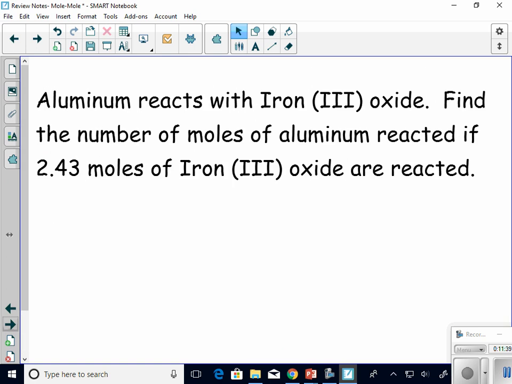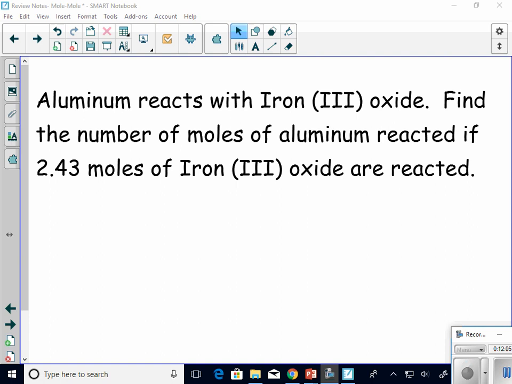Here is our second example. Go ahead and copy down the example, then we'll work the problem. The problem tells me that aluminum reacts with iron 3 oxide. Find the number of moles of aluminum reacted if 2.43 moles of iron 3 oxide are reacted.